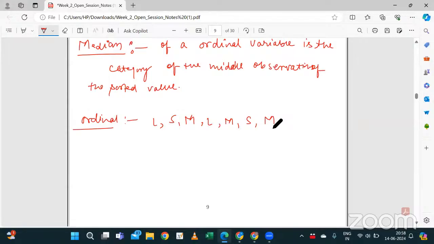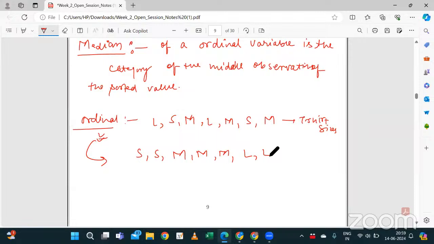If I have t-shirt sizes, then this is an ordinal data set. Would you agree with me? I can sort the things: S, then M, then L. So now I can find the median.